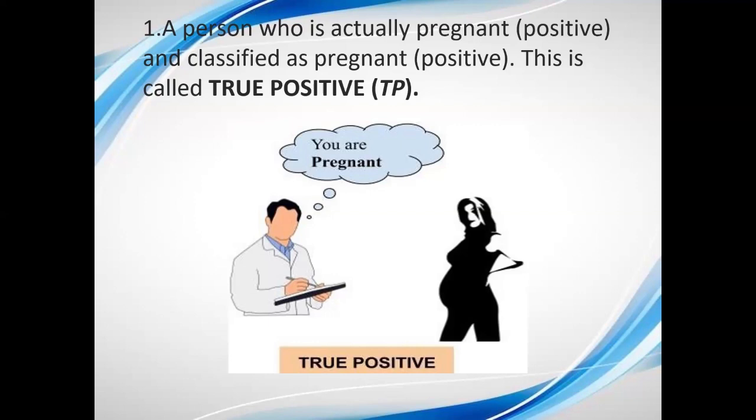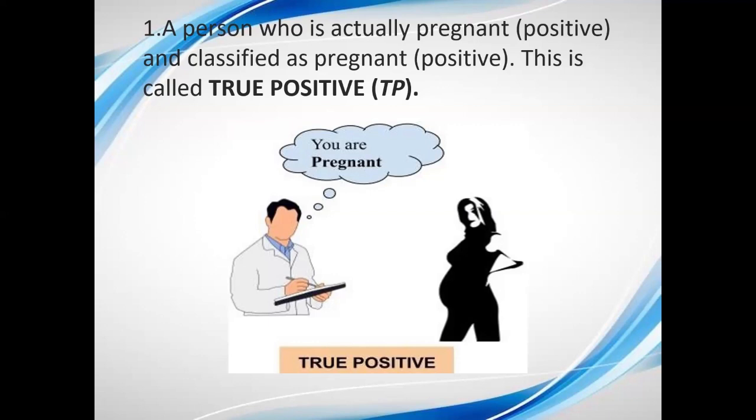A person is actually pregnant, and a doctor also correctly identifies that the person is pregnant. Then the statement was true. The doctor correctly identified it, so that's called true positive. The person is pregnant, the machine also correctly classified the person as pregnant. So that is called true for a positive statement.